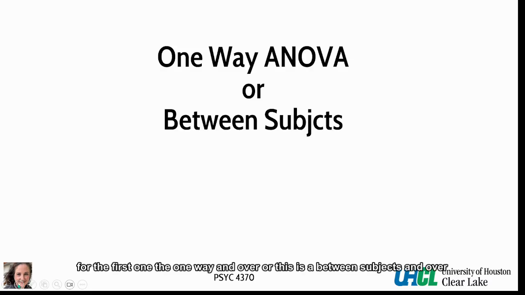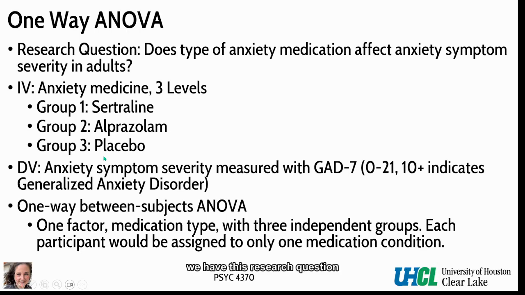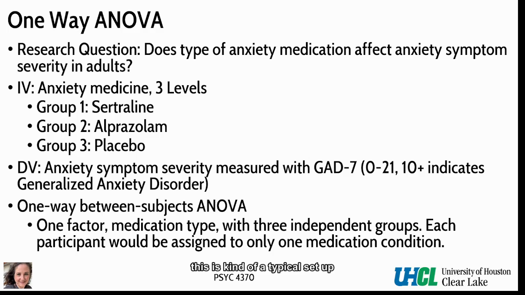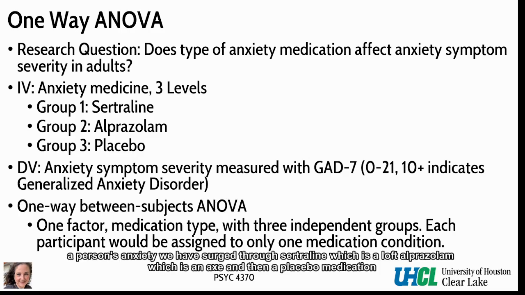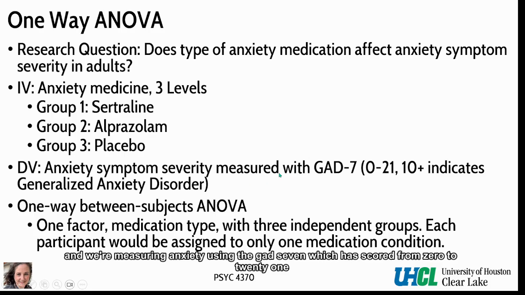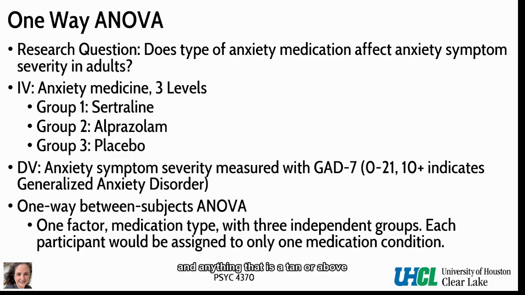So for the first one, the one-way ANOVA, or this is a between subjects ANOVA, we have this research question: Does type of anxiety medication affect anxiety symptom severity in adults? So this is a typical setup where we're examining three different medications and how they affect a person's anxiety. We have sertraline, which is Zoloft, alprazolam, which is Xanax, and then a placebo medication. And we're measuring anxiety using the GAD-7, which is scored from 0 to 21, and anything that is a 10 or above would indicate generalized anxiety disorder.